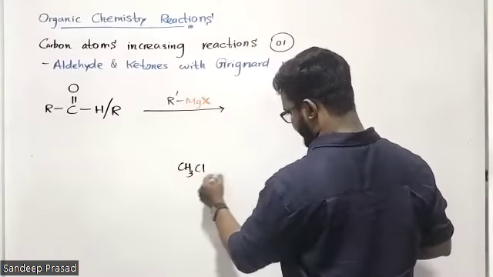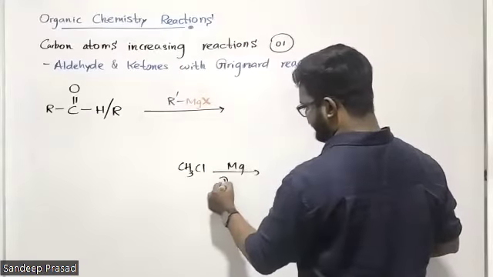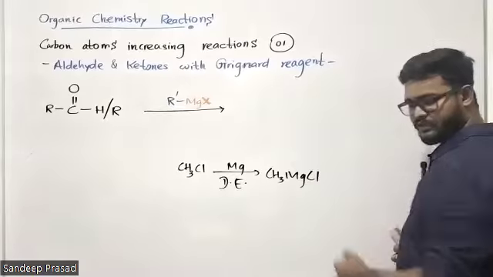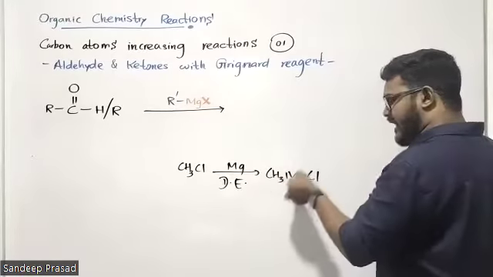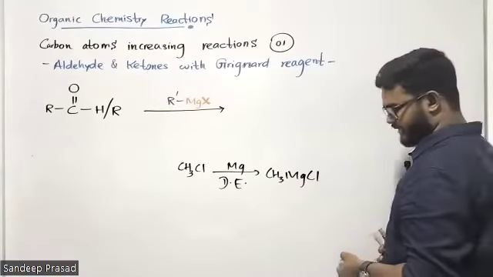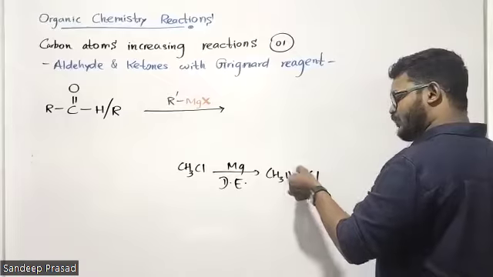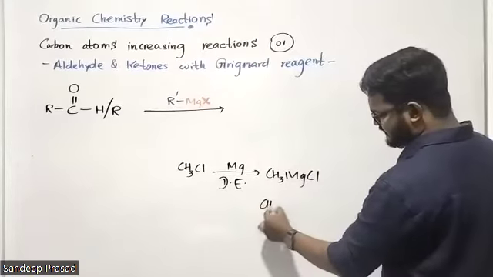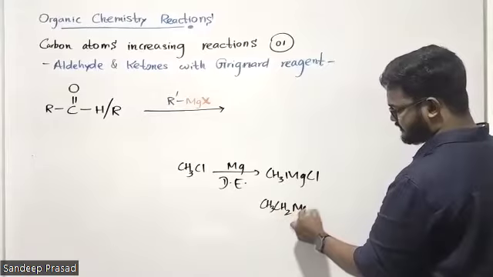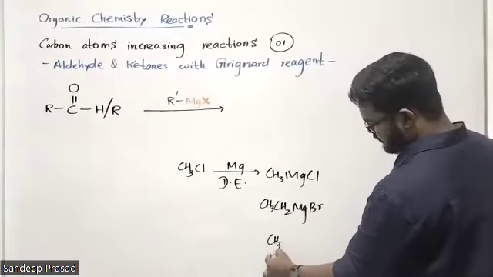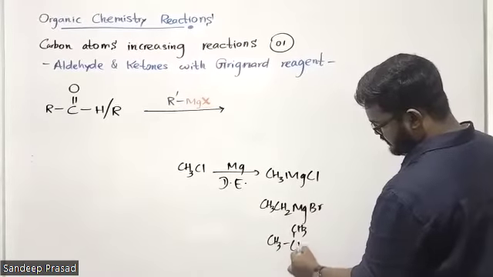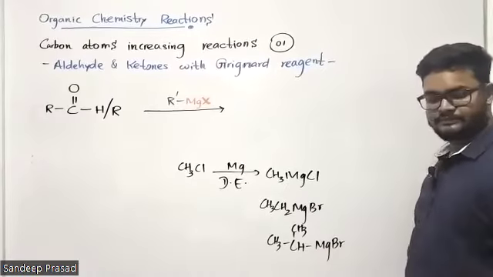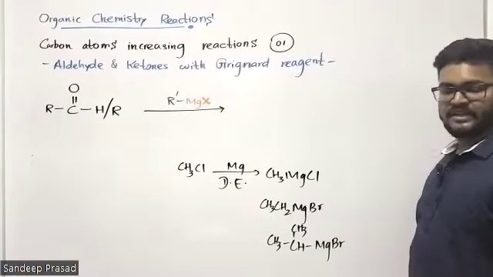magnesium to an alkyl halide, we can obtain a Grignard reagent, CH3MgCl, right? So the Grignard reagent means alkyl magnesium halide. A Grignard reagent is always alkyl magnesium halide, CH3MgCl, CH3CH2MgBr. So likewise, we have an alkyl group connected to MgBr or MgCl. That is known as a Grignard reagent.